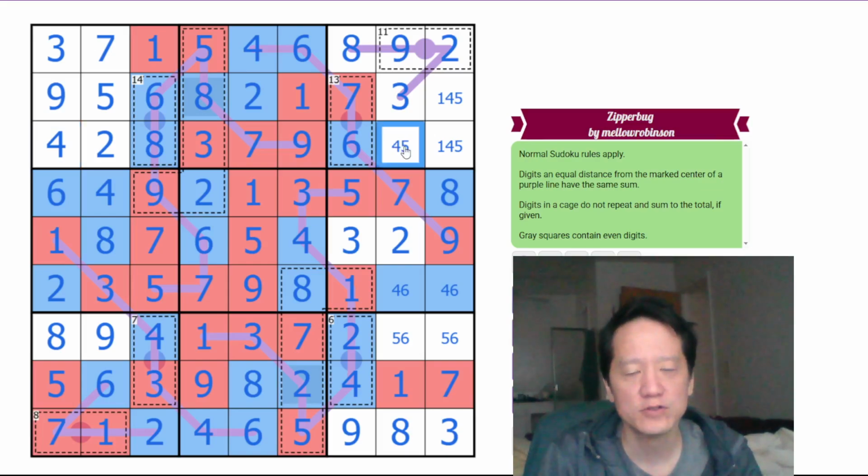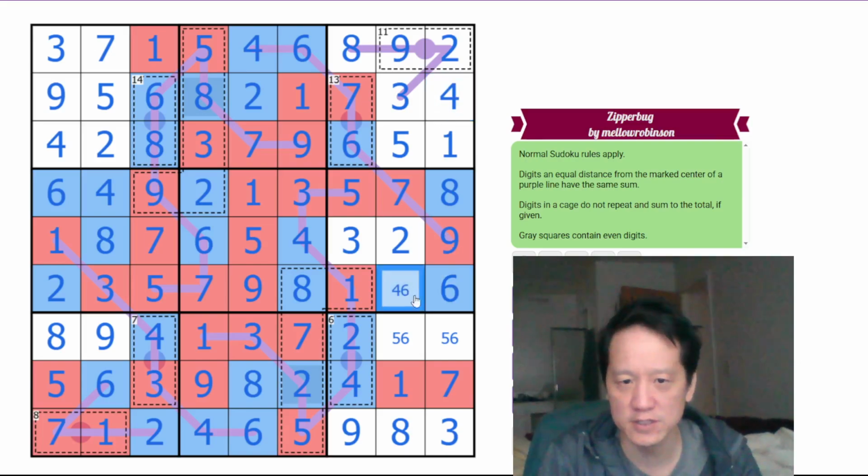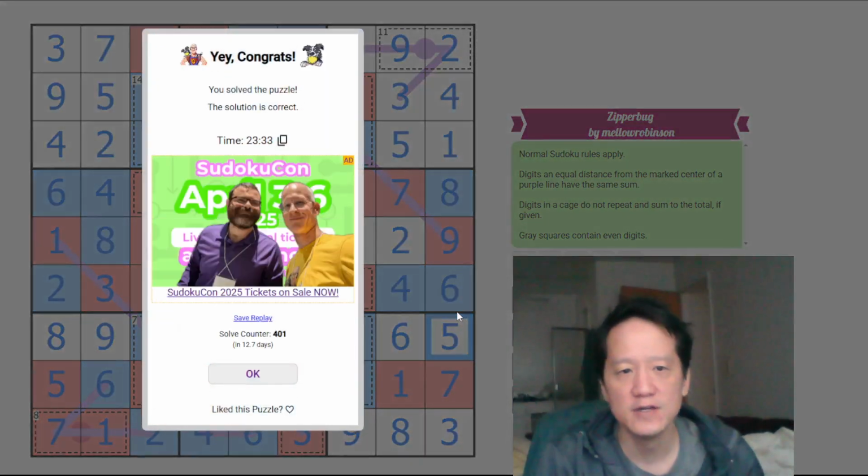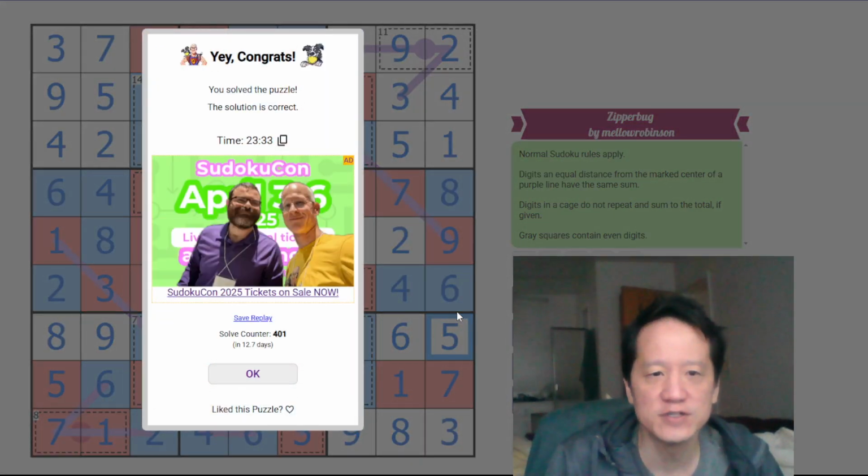This can't be 4, so this must be 5. This can't be 4 or 5, so this is 1, which makes that a 4. This 4 means this can't be 4, so that's a 6, which makes that a 4. This 5 means this can't be 5, so the 6, and therefore that's a 5. And that's how you solve it.